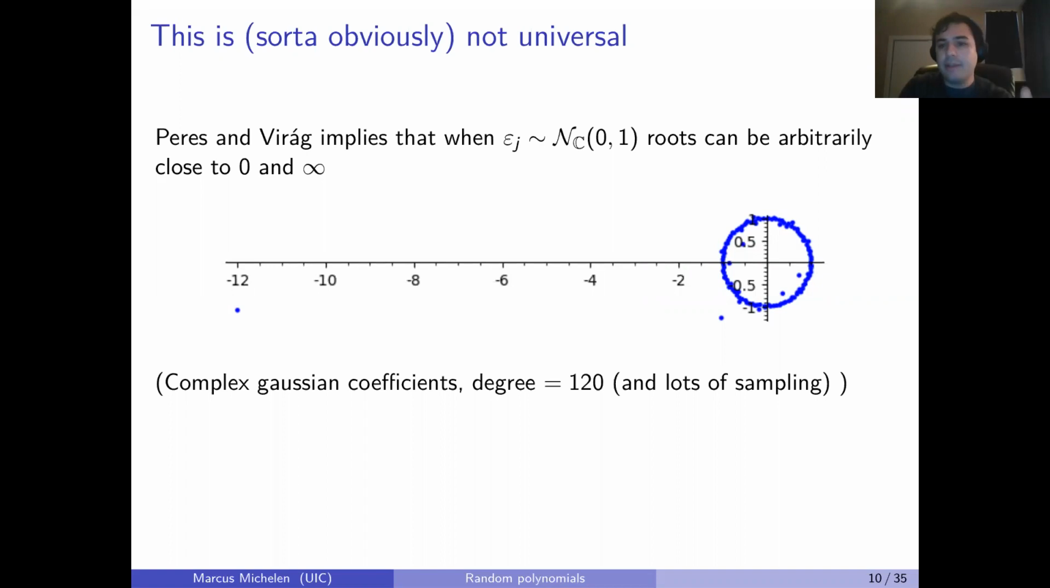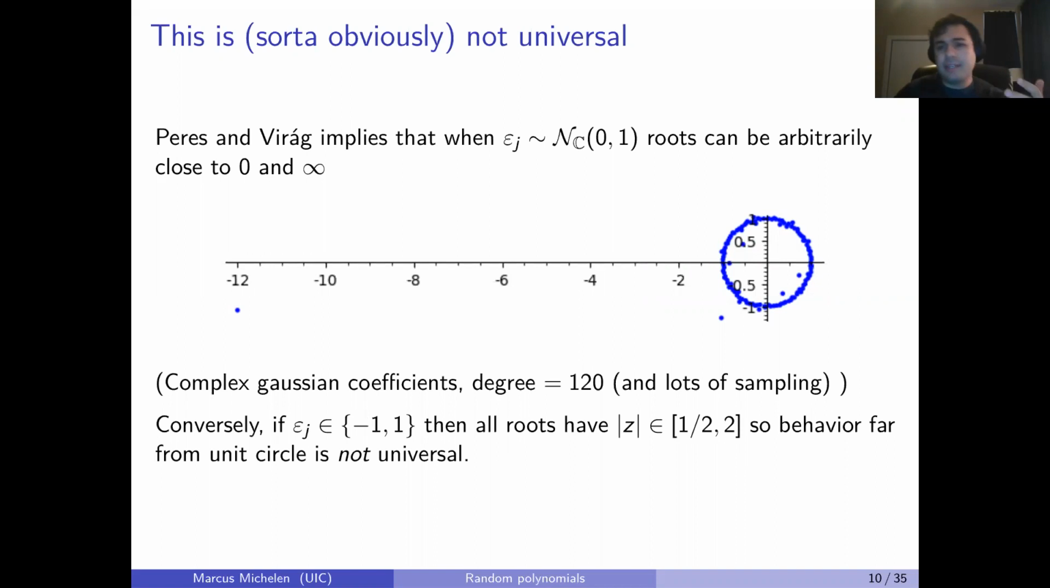So for Gaussians, with positive probability, you will see a picture like this. I had to resample this maybe 20 times, but it wasn't really a super crazy number. But conversely, if my coefficients are plus or minus 1, then deterministically, all roots have modulus at most 2 and at least a half. So this behavior will never occur. So even just for this basic reason, the behavior of roots very far from the unit circle will not be universal.